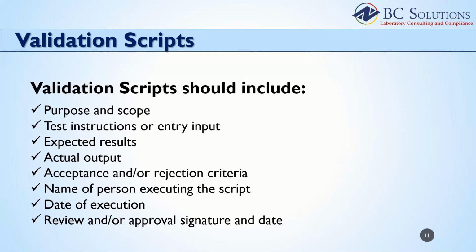Acceptance and rejection criteria. So what happens if the expected outcome does not match the actual outcome? Does the test case automatically fail? The pass-fail criteria needs to be stated in the test plan, as well as the procedure for reporting failed test cases. The test plan must also include the name of the person or persons executing the script, date of execution, and their review and/or approval signature and date.